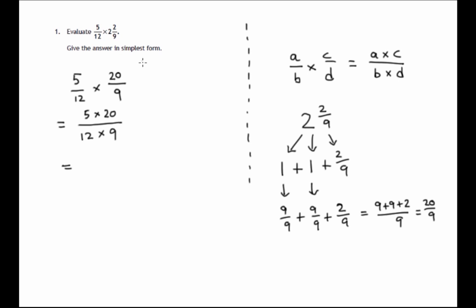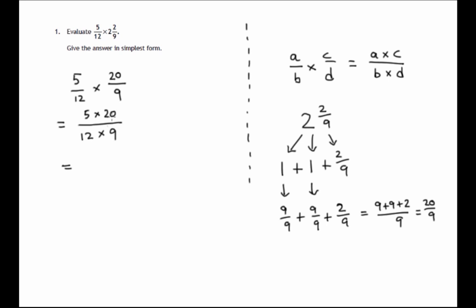Now we always then look for simplest form. I would say, is there any factor that we can divide the top number by that's also a factor of the bottom number? And the reason I never put down 100 over 108 was it's easier to see what you can divide by if you just leave the factors before multiplying.